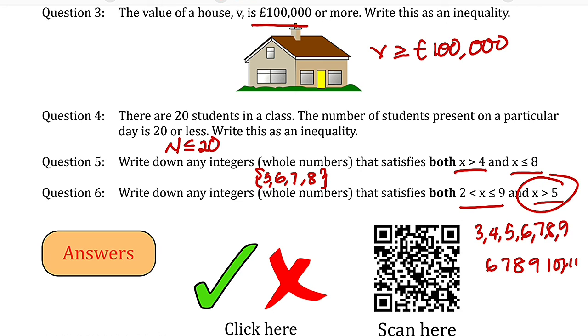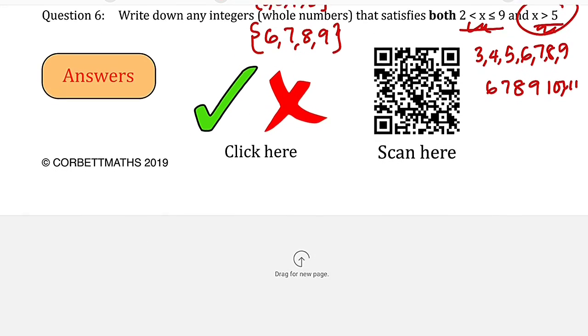So what is the intersection? Numbers we have in common, they are from 6 to 9, right? So we have 6, 7, 8, and 9. These are the numbers we can see here and here at the same time. So I think this is all we have today.